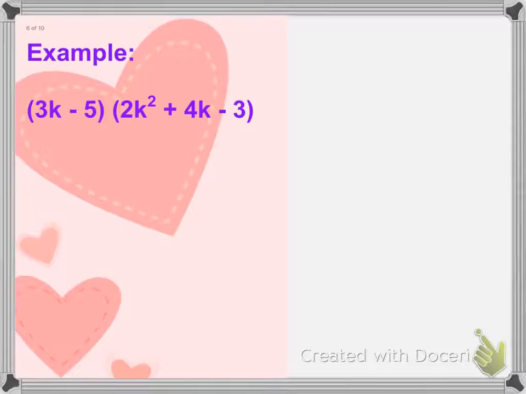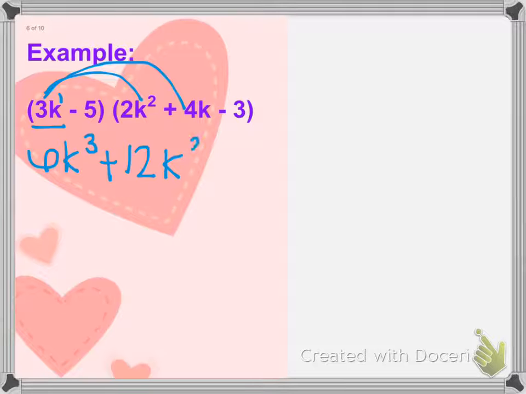Here, we're going to start with distributing the 3k. 3 times 2 is 6. I have 1k here plus the 2 there gives me k to the third. Then I keep going. 3 times 4 is 12. I have 1k in each spot giving me k squared. Finally, I have to keep going. 3 times negative 3 is negative 9, and I have 1k.